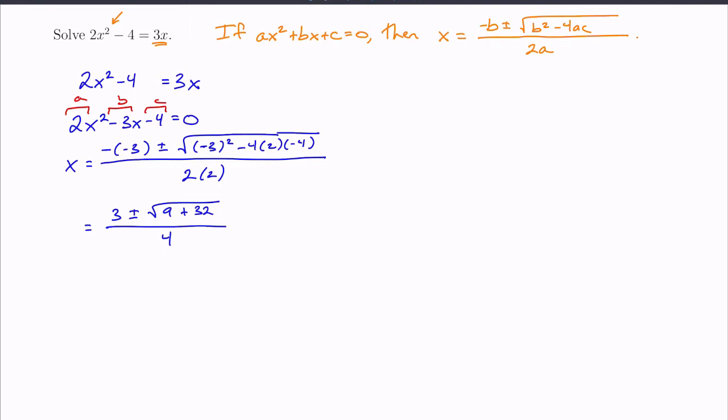Continuing to simplify that expression, we can clean up more under the radical. 9 plus 32 is 41, and so we have 3 plus or minus the square root of 41 all over 4. Anytime we're working with radicals, we need to ask ourselves if we can reduce or simplify that radical. In this case, 41 is underneath the square root, and there is no perfect square that divides evenly into 41, and so we have our two solutions, 3 plus root 41 all over 4, and 3 minus root 41 all over 4. So we can write that as a conclusion. The solution set is the set 3 plus or minus root 41 all over 4.